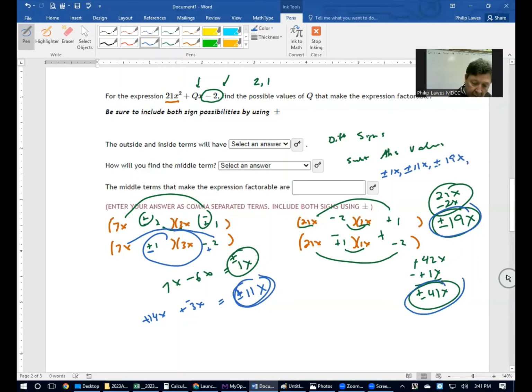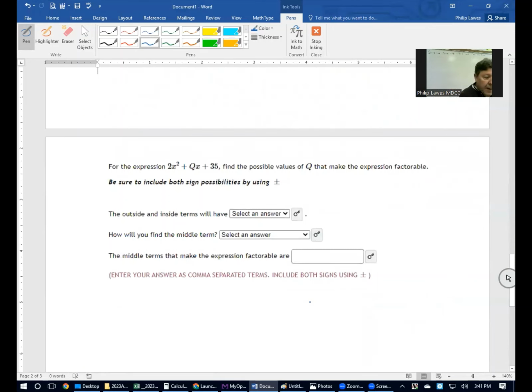Let's look at another example. So this time, my last term is positive. That means they're going to have the same signs. So I'm going to add the absolute values. And the factors are 2x and 1x. And that's the only way you can get 2x squared, 2 times 1.